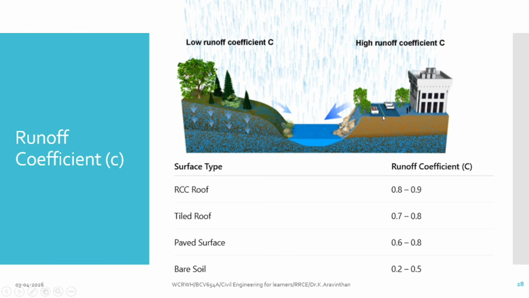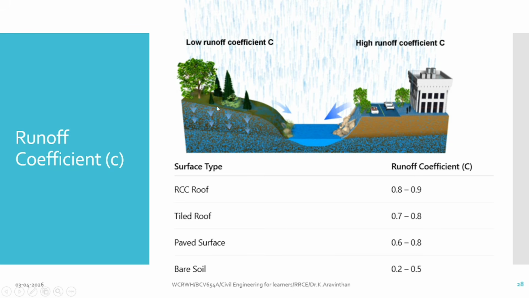Now, if it is a paved surface, what do you mean by paved surfaces? It is constructed by paver blocks or road construction, waterbound roads, etc. Bitumen roads. These paved roads have 0.6 to 0.8 of runoff coefficient.